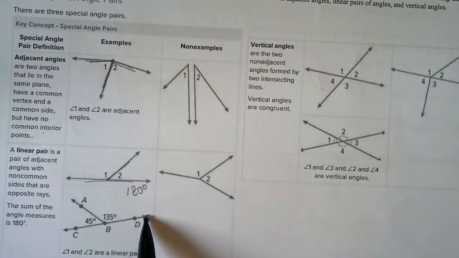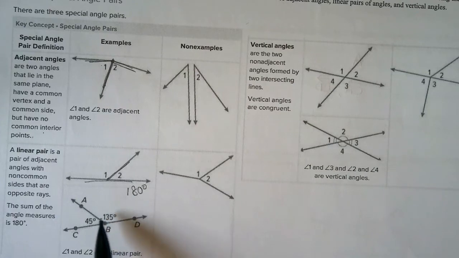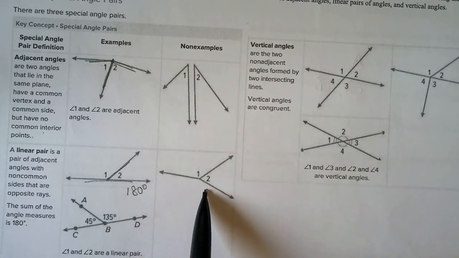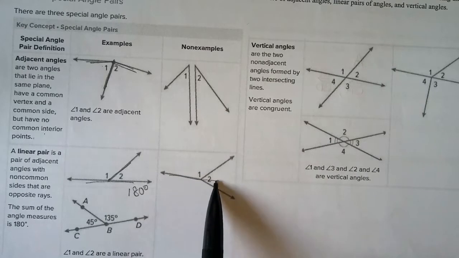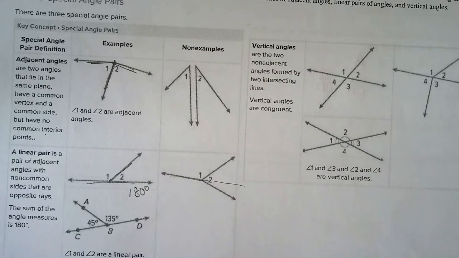So over here, you can see that these two are a linear pair because they're adjacent and they add up to 180. This would not be a linear pair because look how it's not forming that straight line. That means it would not add to 180.